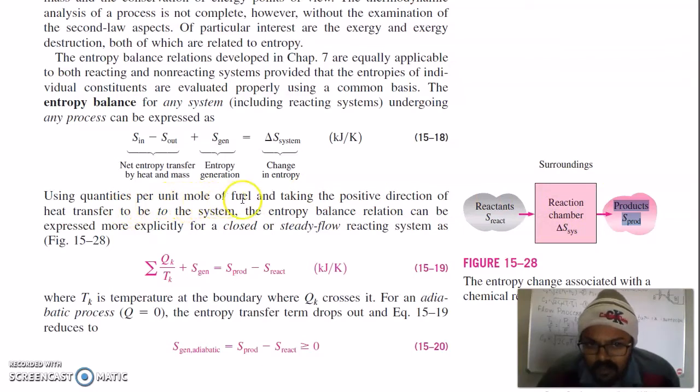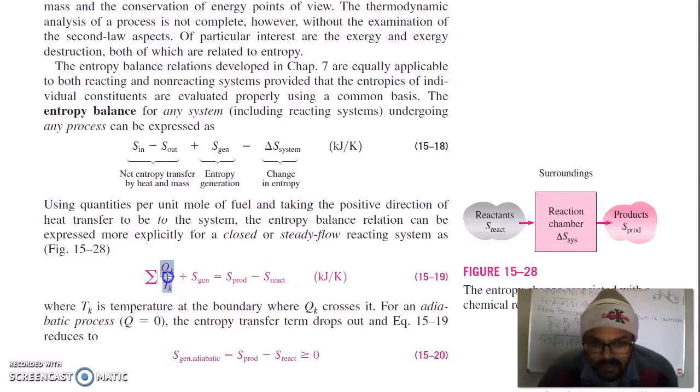So using quantities per unit mole of fuel and taking the positive direction of heat transfer to be to the system, the entropy balance relation can be expressed more explicitly for a closed or steady flow reacting system. You can take the sum of entropies of individual reactants plus entropy generated is equal to entropy of products minus entropy of reactants, for whatever is present in the reaction chamber, where Tk is the temperature at the boundary where Qk crosses it.